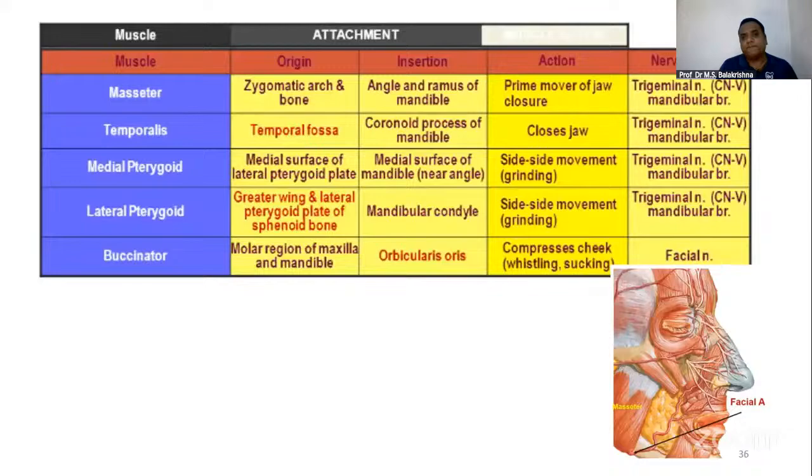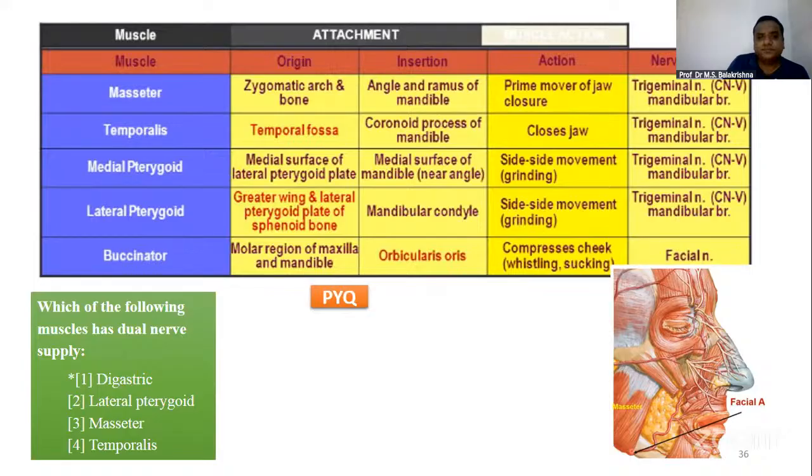Please learn the same thing again: the origin, insertion, action, and which nerve is supplying it. Next: which of the following muscles has dual nerve supply? The digastric muscle has an anterior belly and a posterior belly, and both of them are supplied by different nerves. Find out that; that is your task.